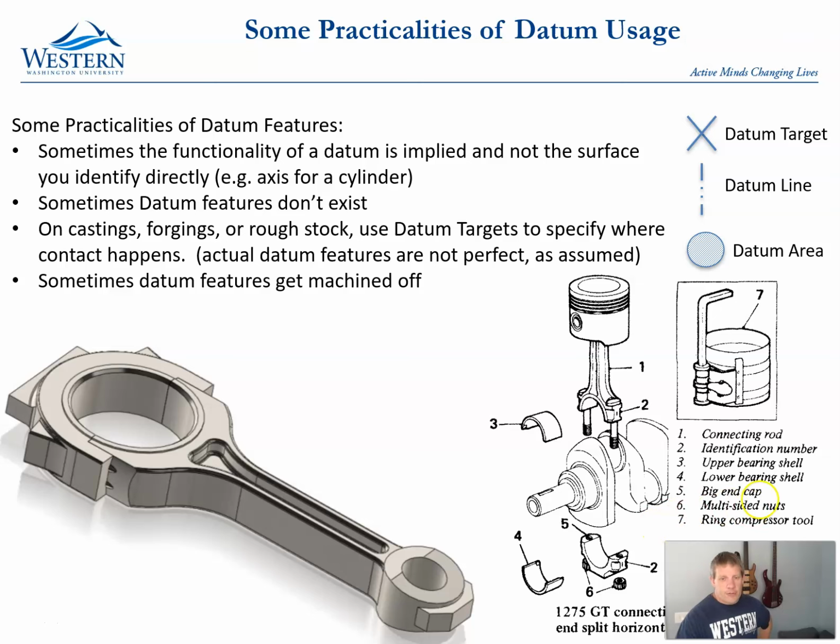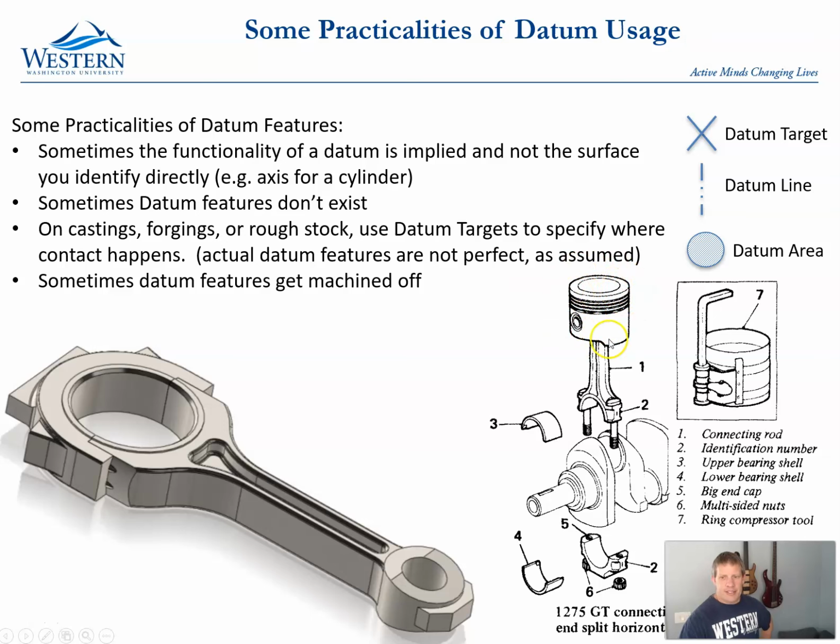One thing that you'll also find is sometimes datums don't exist on the part that you have. I used to make this connecting rod right here, and this is where the connecting rod goes. You can see this large bore down here goes around the crank of the engine, and this small one, called the wrist pin, goes up inside the cylinder. And so our primary datum was the bore of this cylinder. And of course, we didn't have the bore of that cylinder.